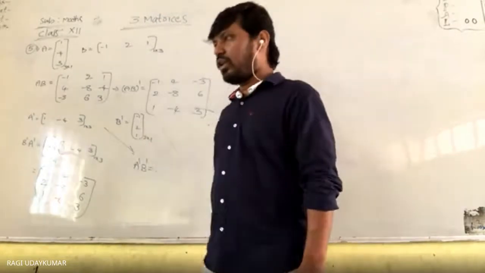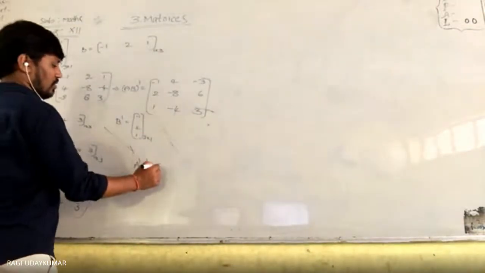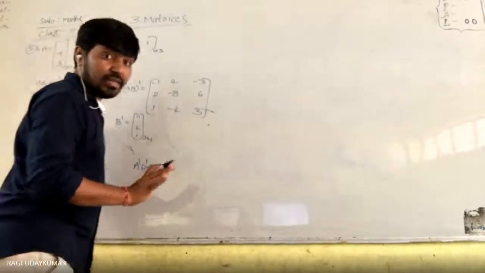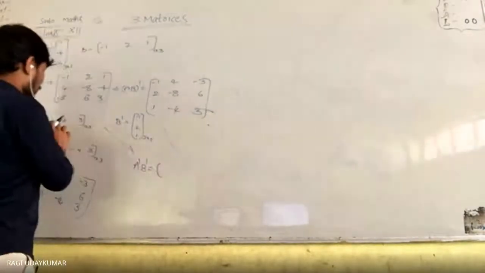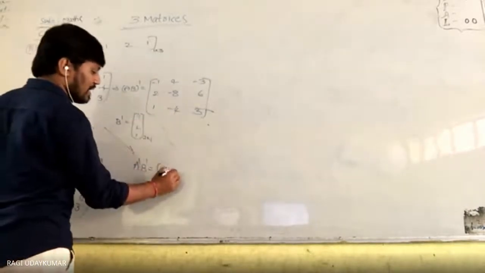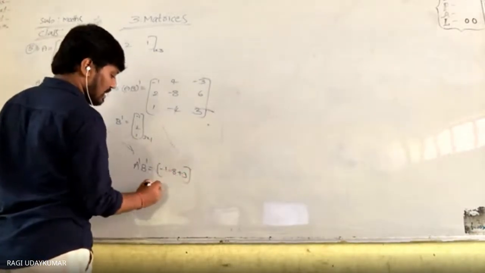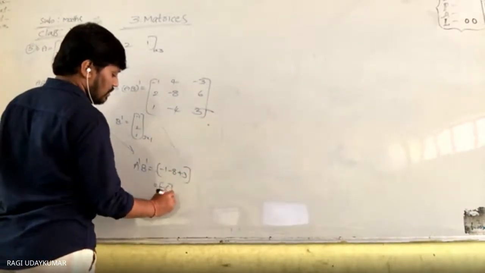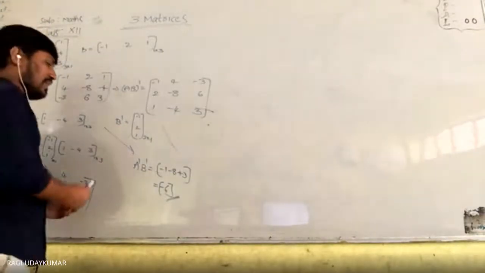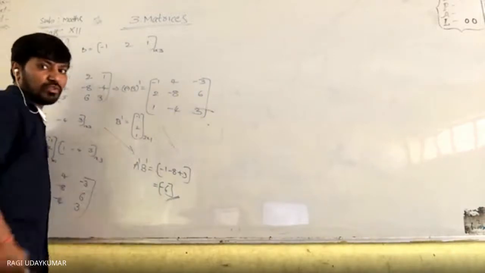So what single element do you get here? Multiply this with this. It is not necessary in this problem, I am just telling you. So 1 into -1 is -1, -4 into 2 is -8, 3 into 1 is 3. Simplify and you get -6, a single element. So AB whole transpose will never be equal to A transpose into B transpose.